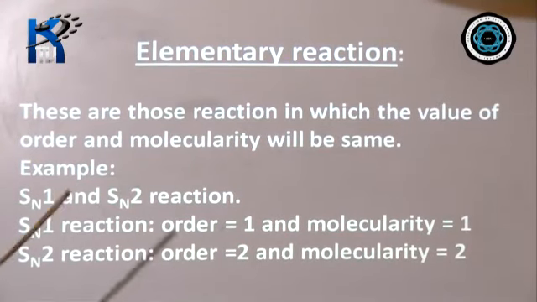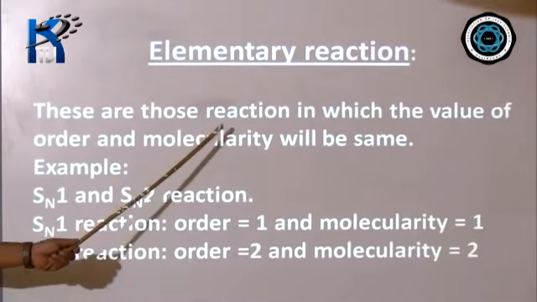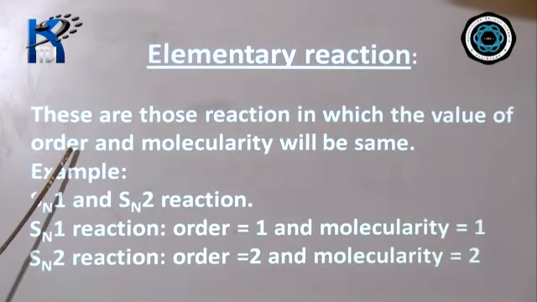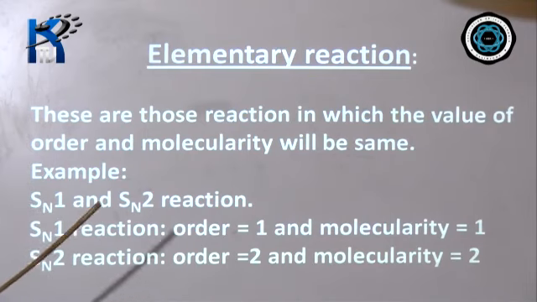Now we go to the next topic called elementary reaction. These are those reactions, students, in which the value of order and molecularity will be the same. The reaction in which the value of order and molecularity will come the same, such a reaction is known as an elementary reaction, students. And the examples of elementary reactions are SN1 and SN2 reactions. Now let us see what these SN1 and SN2 reactions are.